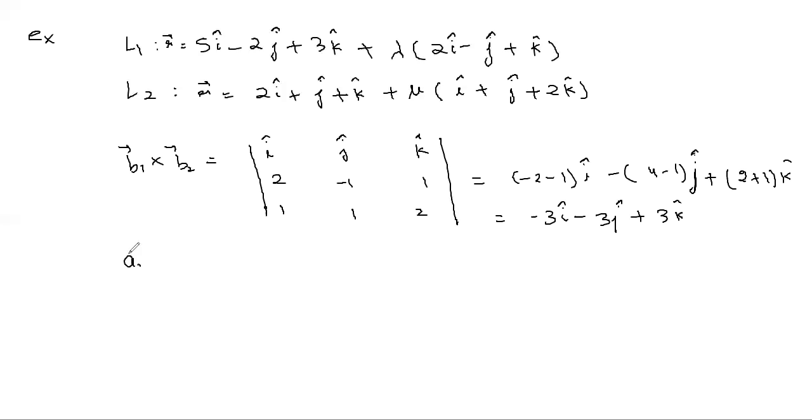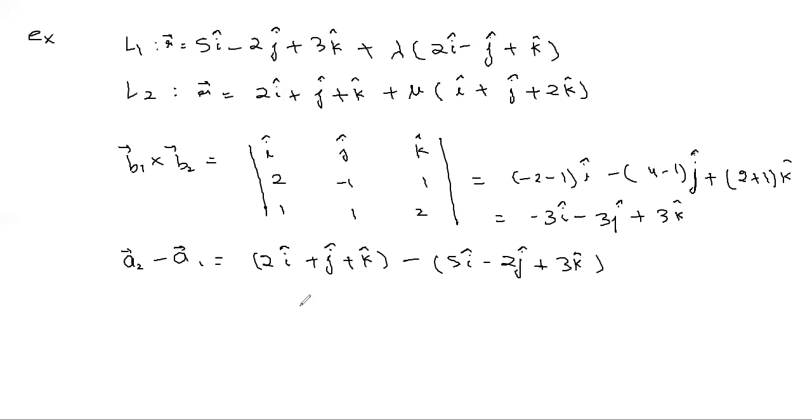Now the vector along these two lines is vector a2 minus a1. That will be the difference between the vector 2i plus j plus k and the vector 5i minus 2j plus 3k, which comes out to be minus 3i plus 4j minus 2k.